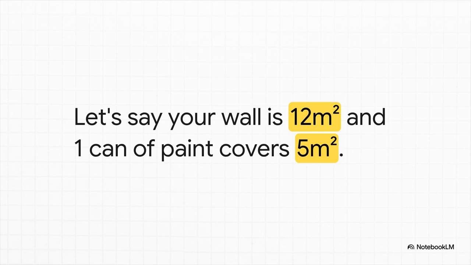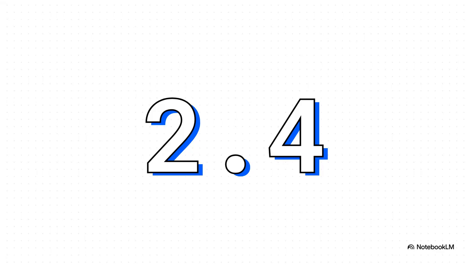Let's say our wall is 12 square meters in total, and each can of paint we're looking at covers 5 square meters. This should be some simple division, right? And if we do the math, 12 divided by 5, we get 2.4. So there it is. We need exactly 2.4 cans of paint. Problem solved. Except, well, this is where we hit the real problem.